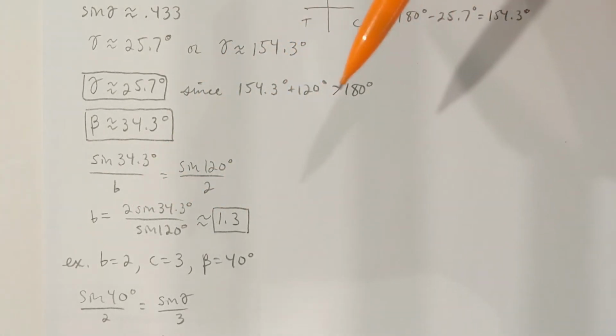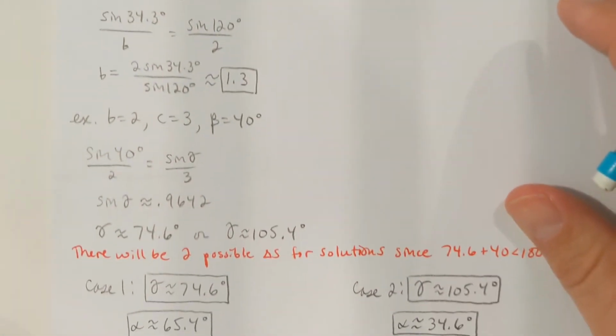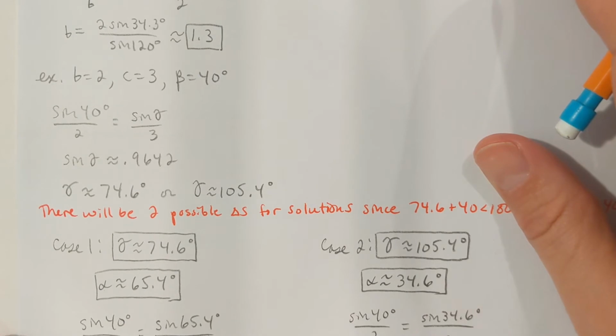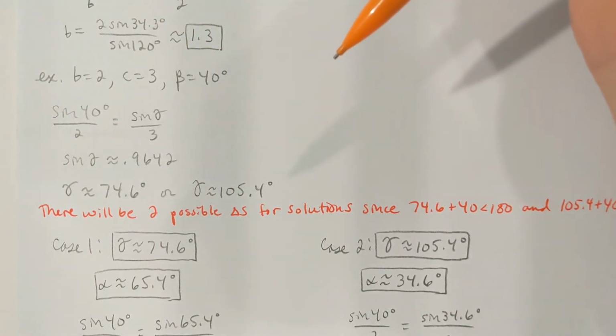Here's another example. I want to solve a triangle where b is 2, c is 3, and beta is 40 degrees.